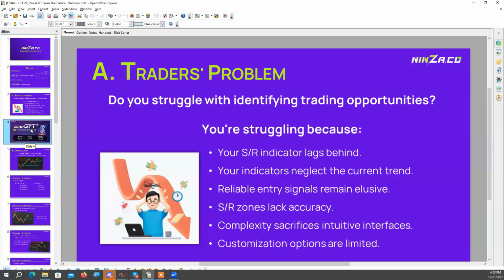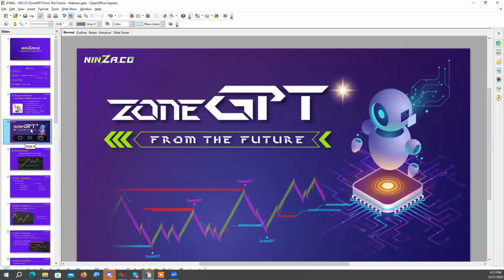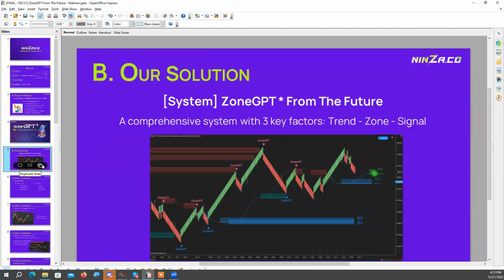So NINZA presents ZoneGPT from the future. And what it does is it creates zones ahead of price, not after the fact. It does not repaint. It creates zones ahead of price. We're going to see it on live charts. We're going to see those zones. It also, well, maybe it's the next, let's see. So yeah, so these are the zones, right?